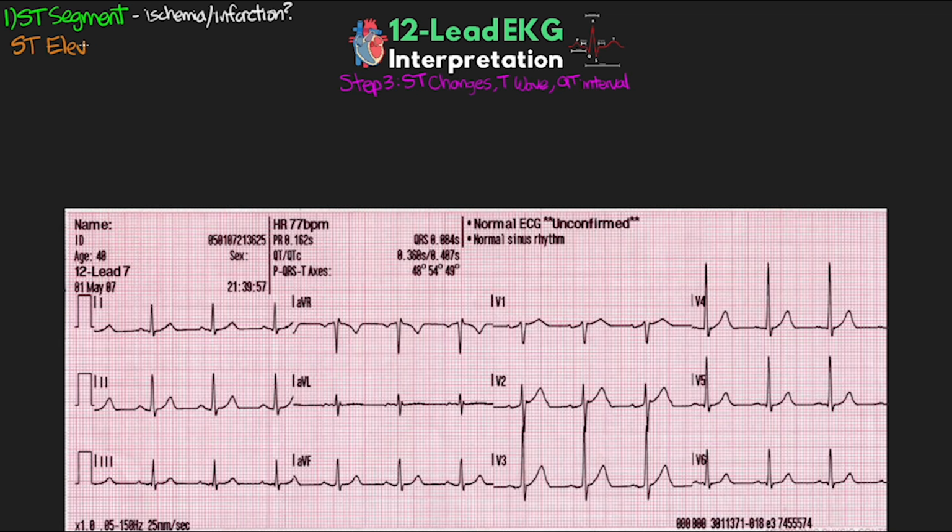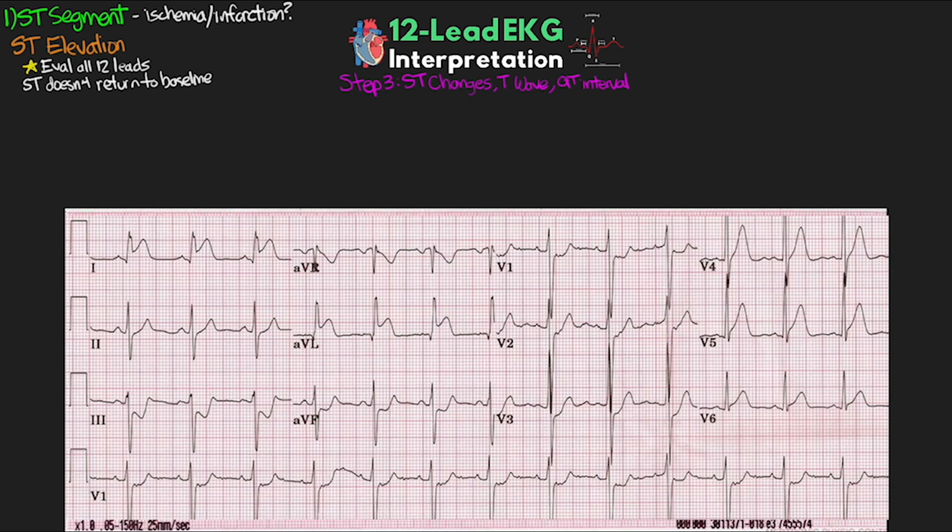So for our ST elevation, we need to evaluate all 12 leads for any signs of ST segment elevation, and this is where that ST segment does not return to the baseline isoelectric line. So here's an example of this here.